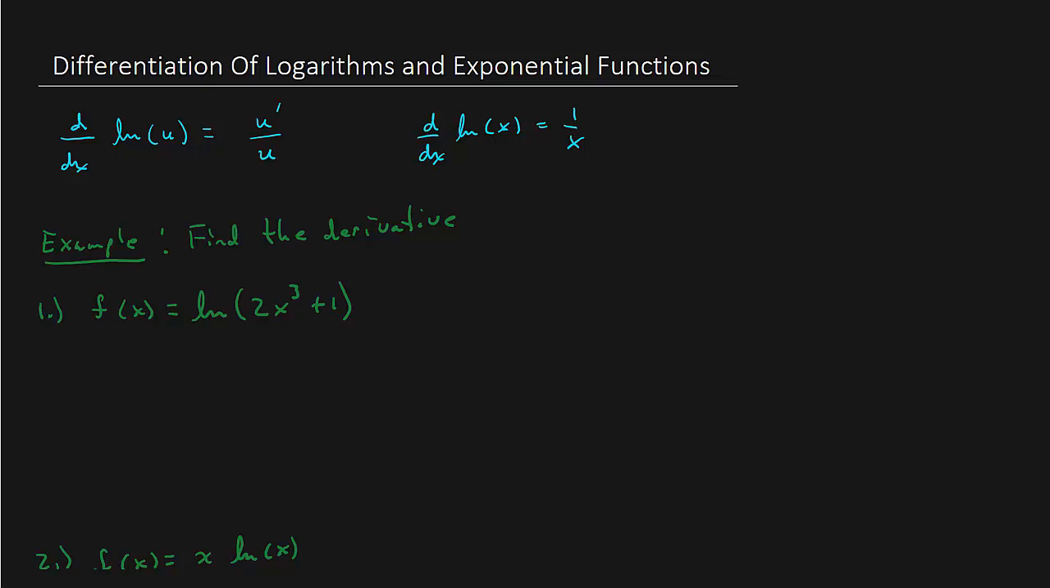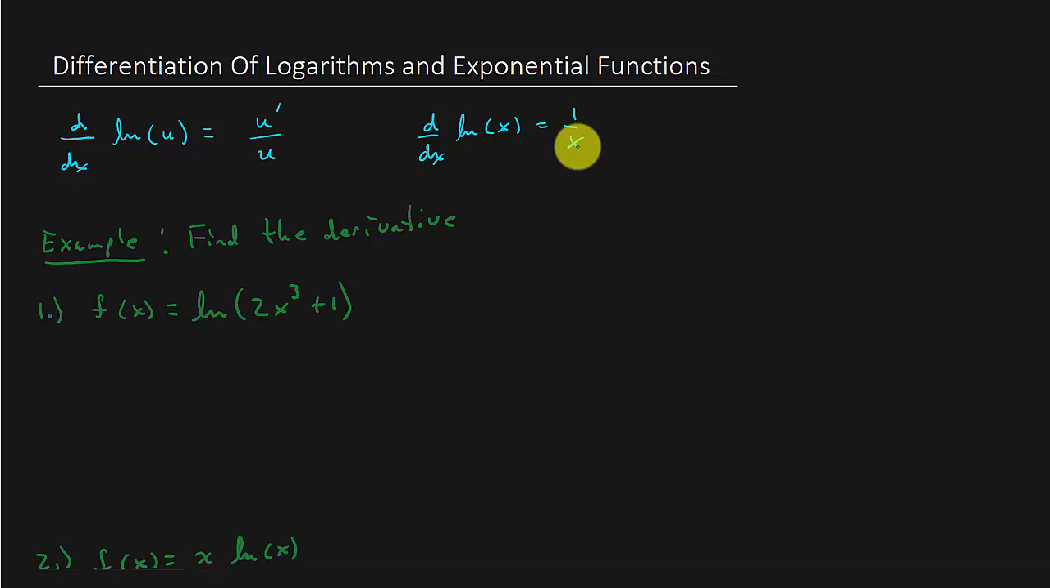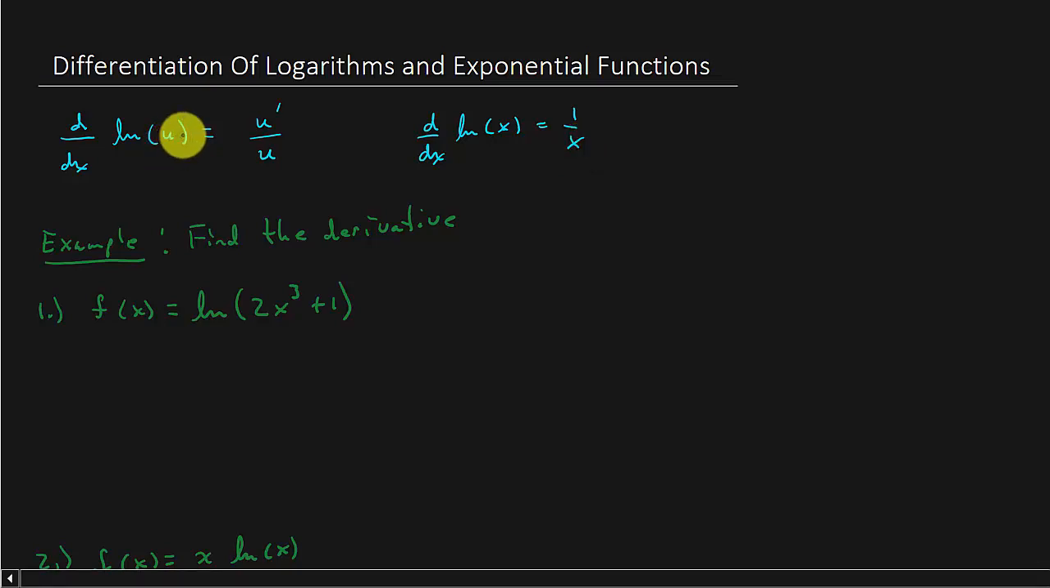Alright, let's get started. So, let's look at the derivative of natural log. Let's look at this one first. The derivative of natural log of x is just 1 over x. Just remember that. And then if we have the derivative of natural log u, where u is some function, something like 2x cubed plus 1, that would represent the u.